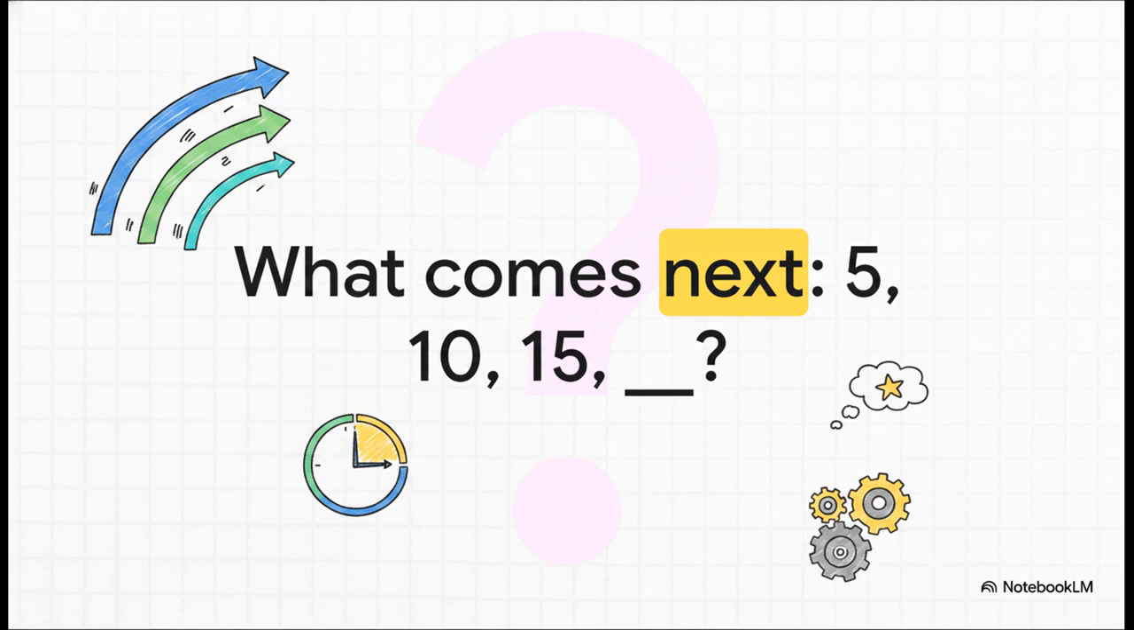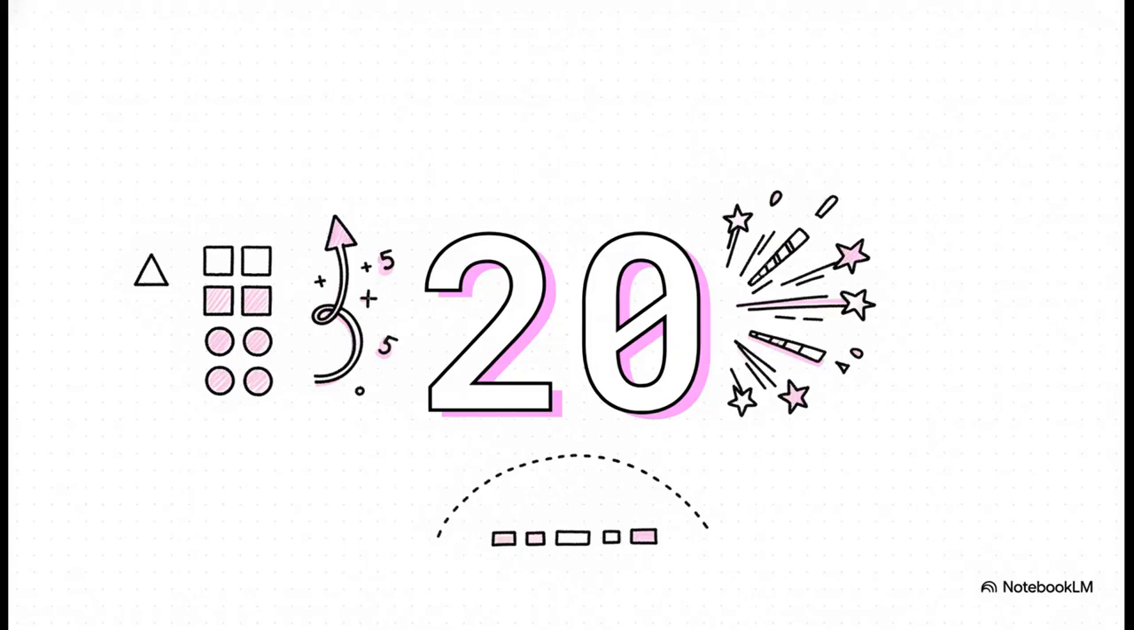What comes next? I'm going to give you just a second to think about what's happening to those numbers. Yep, the answer is 20. If you guessed that, you successfully found the hidden rule. We are just adding 5 each time. Fantastic job. Okay, let's try another one.